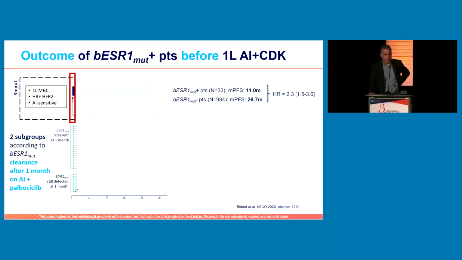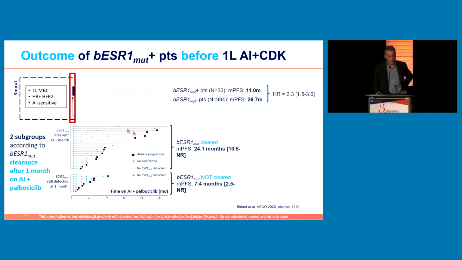So we looked at the outcome of these 33 patients versus the others, and in terms of median PFS, these patients with an ESR1 mutation who were treated with AI and palbociclib had indeed a shorter time to progression as shown here versus the other patients. But also, because we are using the time point at 1 month, we had the baseline time point, but also after 1 month on treatment, we were able to divide these 33 patients into 2 subgroups. So 2/3 of this subgroup had a cleared ESR1 mutation at 1 month, and 1/3 had a, let's say, persistently detectable ESR1 mutation at 1 month.